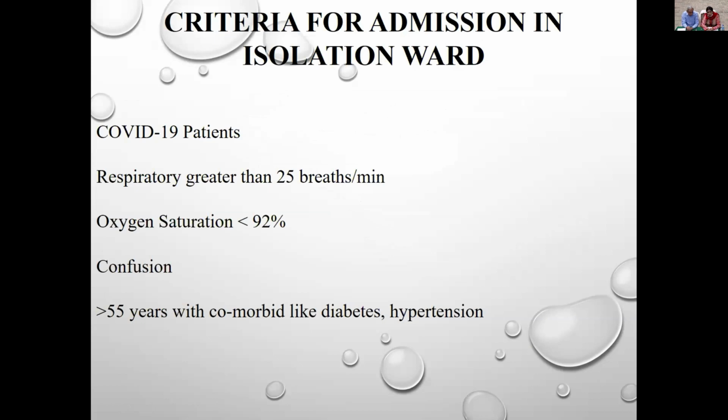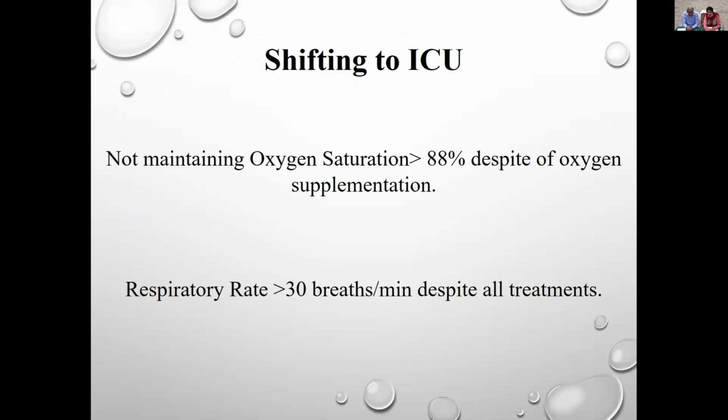and those patients who were greater than 55 years with comorbidities like diabetes, hypertension, end-stage renal disease, and ischemic heart disease. Once they were shifted to isolation, they were shifted to ICU when they were not able to maintain the oxygen saturation of greater than 88% despite supplemental oxygen, or their respiratory rate was greater than 30 breaths per minute despite all the available treatment.